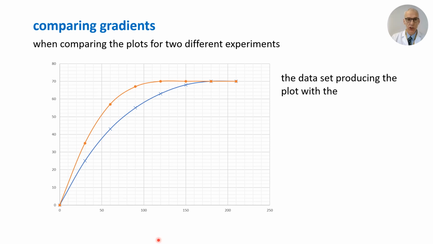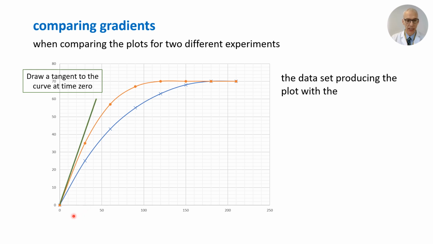So if we have two data plots, same experiment, but perhaps at different temperatures or with a varied concentration of one reactant or the other, we want to compare the two and decide which one is faster. Well, our method is to draw a tangent to the curve at time 0, by which we mean we draw a line which touches the curve once, a tangent, and that touching occurs at time 0.